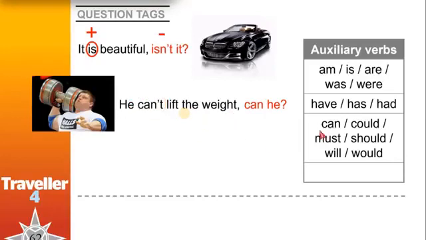It is, isn't it? Now where is the auxiliary verb here? It's can't. Can, can't. The same thing. We have it negative here, can't. We need it affirmative here. Can he?